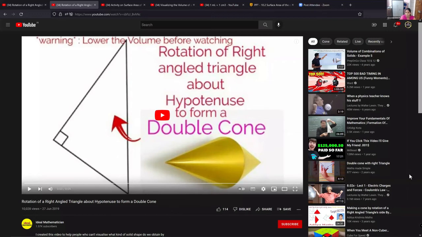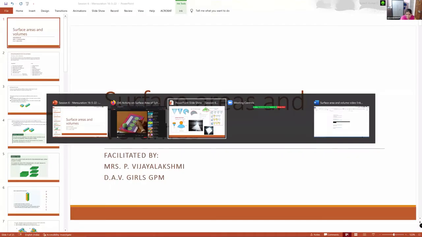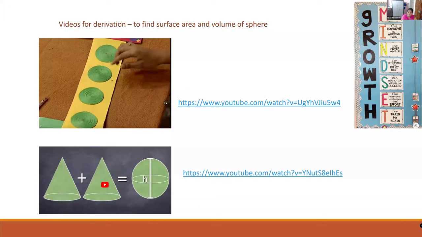Okay, teachers, we have seen the cone. So next we have the sphere. And for the sphere, most of the time, we are not doing this activity. At the class 10 level, we have to make them understand that the surface area of the sphere is 4 pi r square.